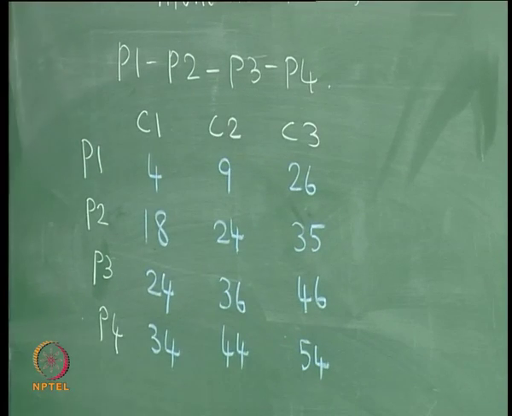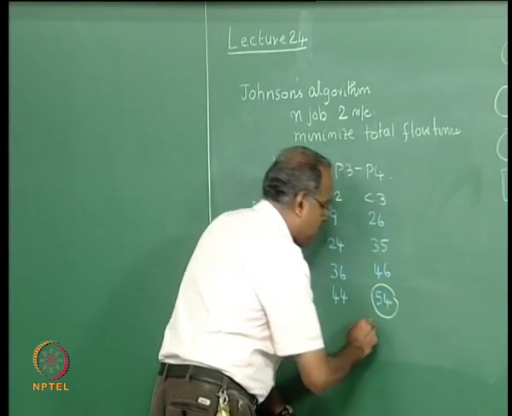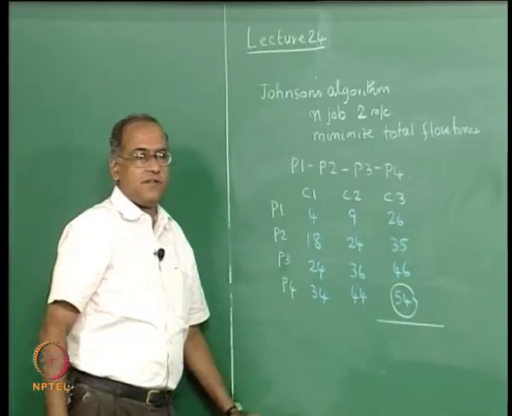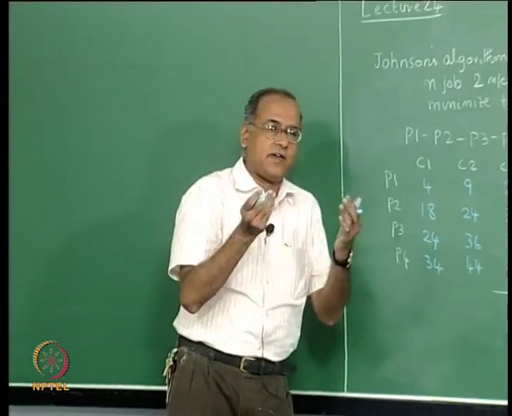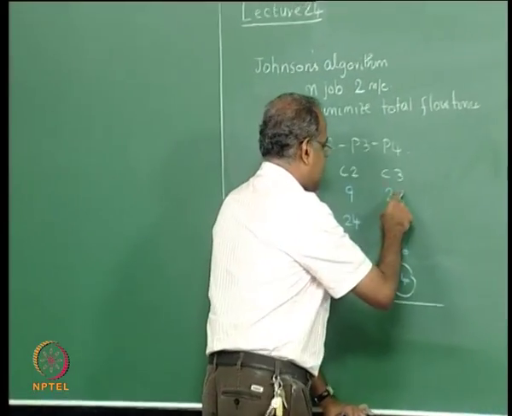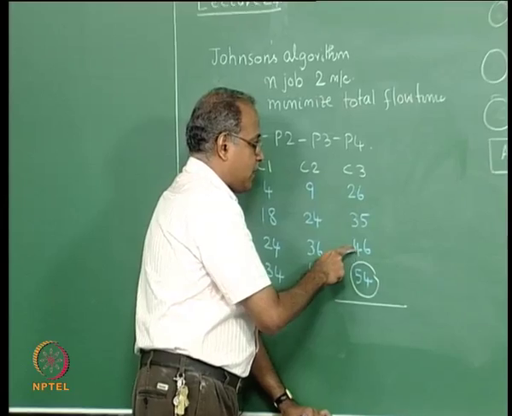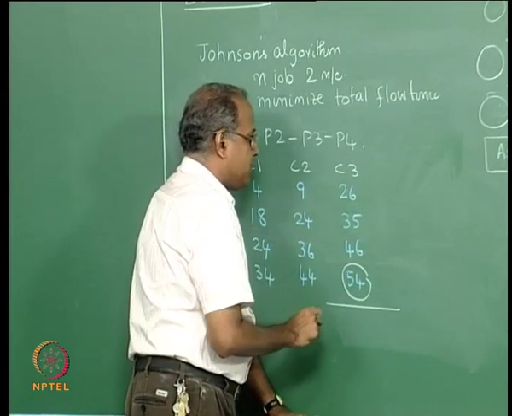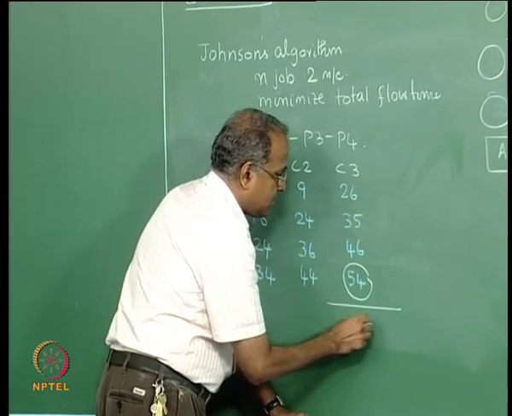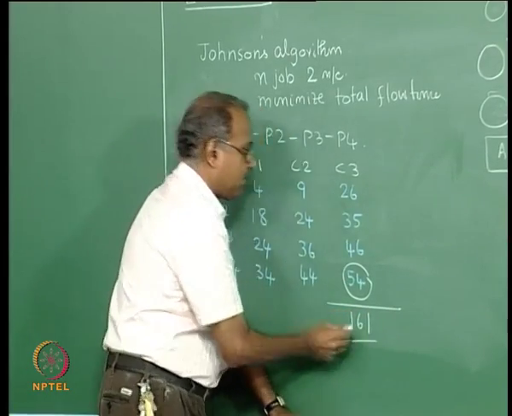Now, in this case Makespan is 54, sum of completion times, which is the extent of inventory that is being held, will be 26 plus 35 plus 46 plus 54, which is 161.